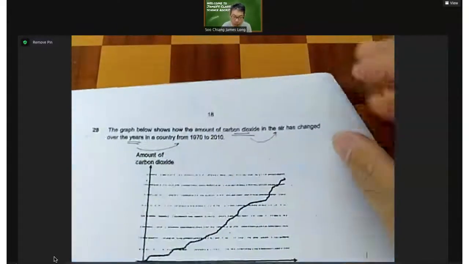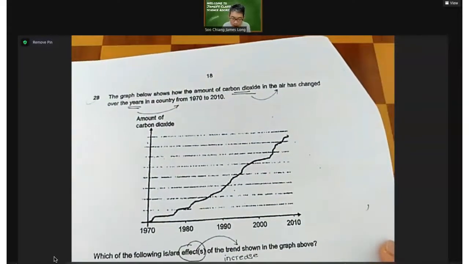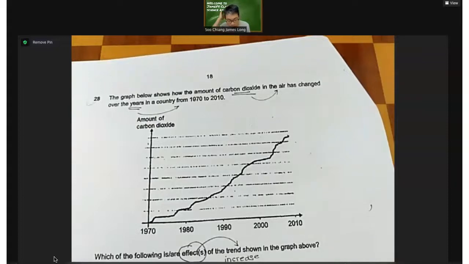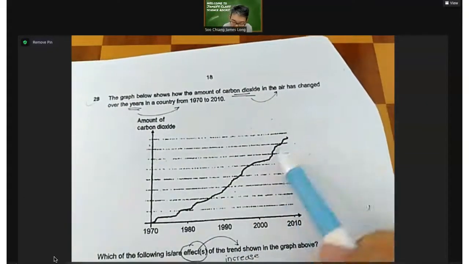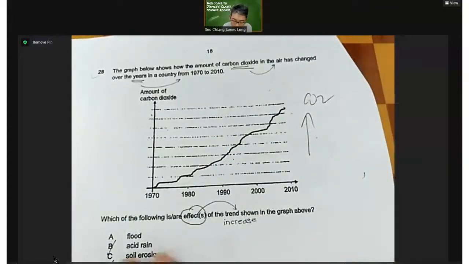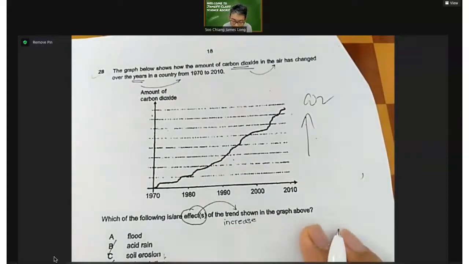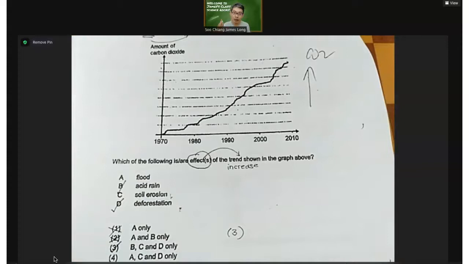Okay, question 28. The graph shows how the amount of carbon dioxide in the air has changed over the years in the country from, this is a PSI question also, right? From 1970 to 2010. Okay, it has increased. Alright, CO2 level increased. So which are the effects shown above? But we haven't covered this yet. This will be taught in term 3 on man's impact on the environment.